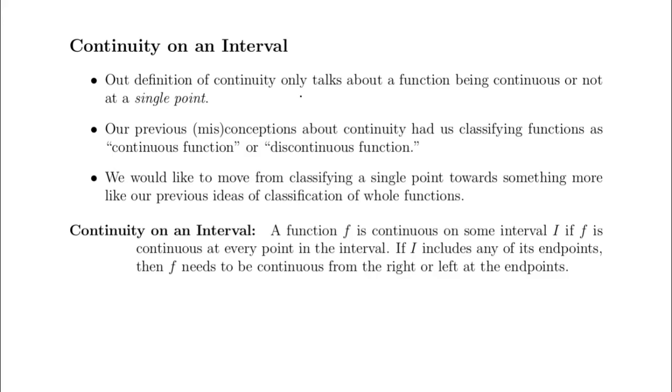A function f is continuous on some interval I. It doesn't matter if it's an open interval or closed interval, if the function is continuous at every point in the interval. If it is a closed interval, at least on one end, then we might not have the two-sided continuity there, but we'll say it's continuous on the interval if it's continuous on that one side.